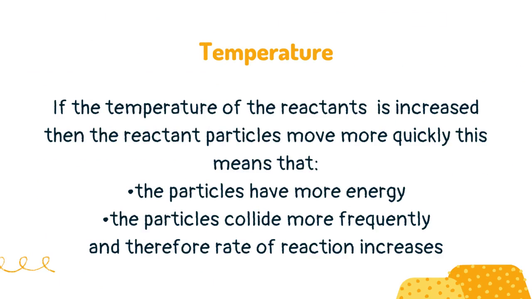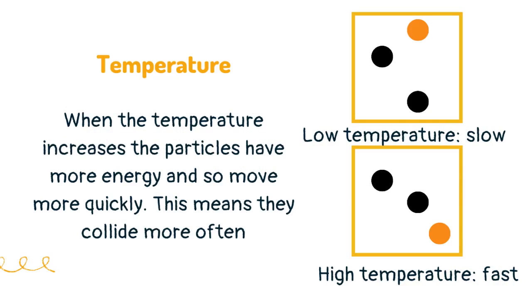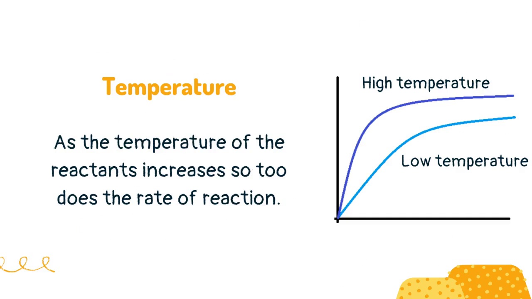If the temperature of the reactants is increased, then the reactant particles move more quickly. This means that the particles have more energy, the particles collide more frequently, and therefore the rate of reaction increases. When the temperature increases, the particles have more energy and so move more quickly. This means they collide more often. As the temperature of the reactants increases, so too does the rate of reaction.